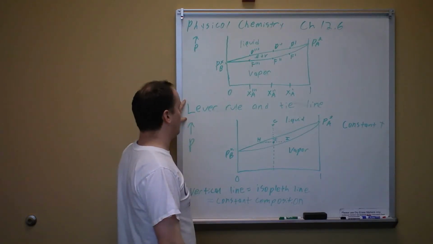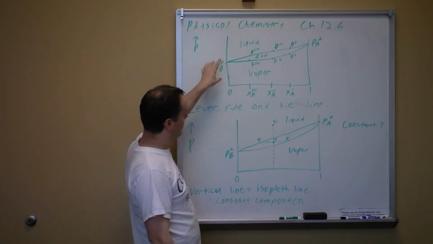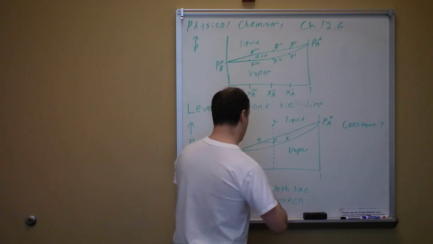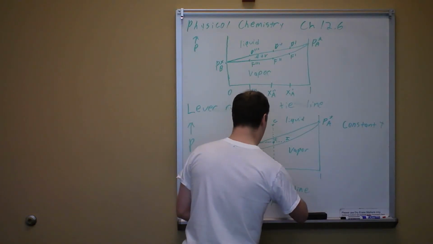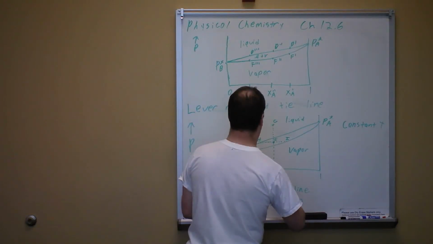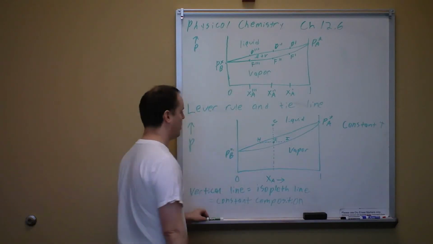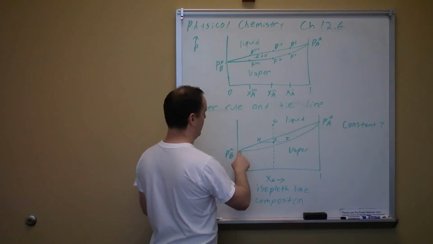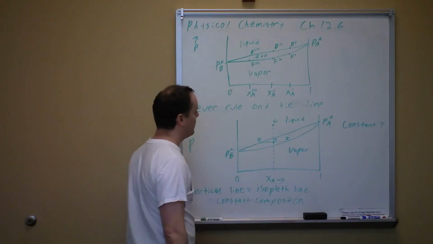So let's talk about the lever rule and tie line. Let's say we have the same graph up here. We have pressure over here, mole fraction of A on the bottom, XA, and that's the total mole fraction. Okay, so we have our straight line up here, where we had labeled D points before, and the curve down here, F points.